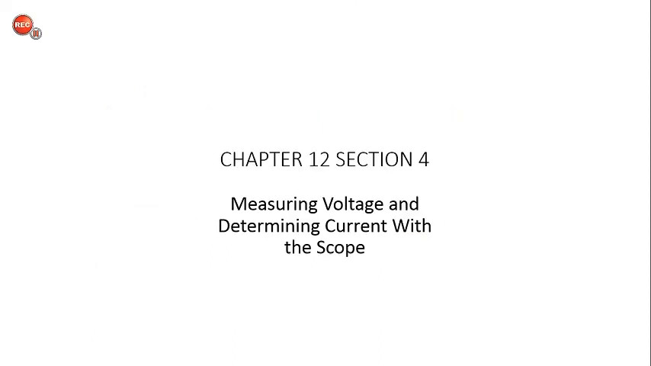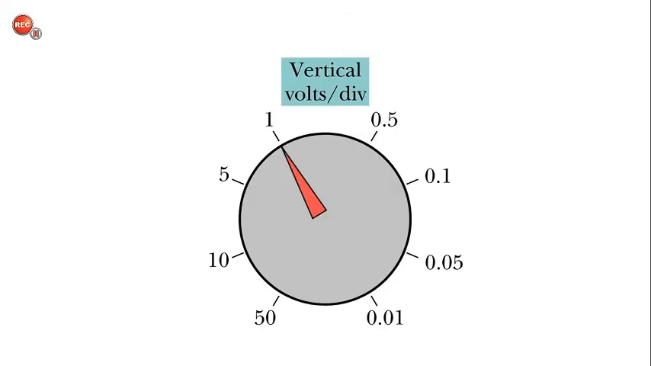This is section 4. It's measuring voltage and determining current with the scope. So the scope has a volts per division knob on it that can be turned. This is essentially the zoom in the vertical direction. And so the screen of the oscilloscope is divided up into what we call divisions, and these divisions represent a certain amount of voltage, and that voltage that is being represented is determined by this knob.